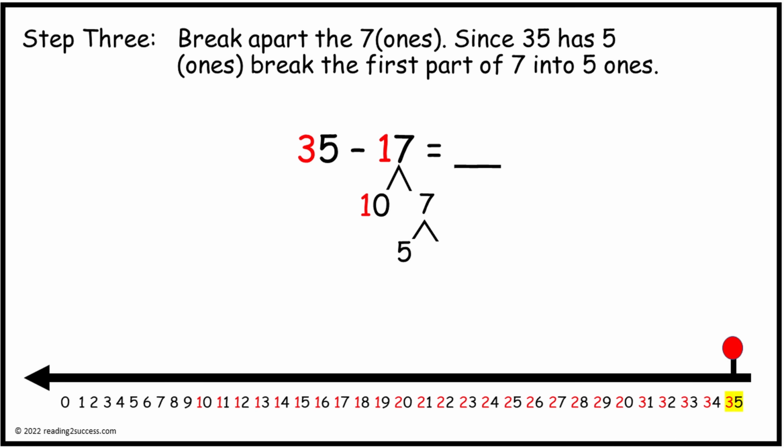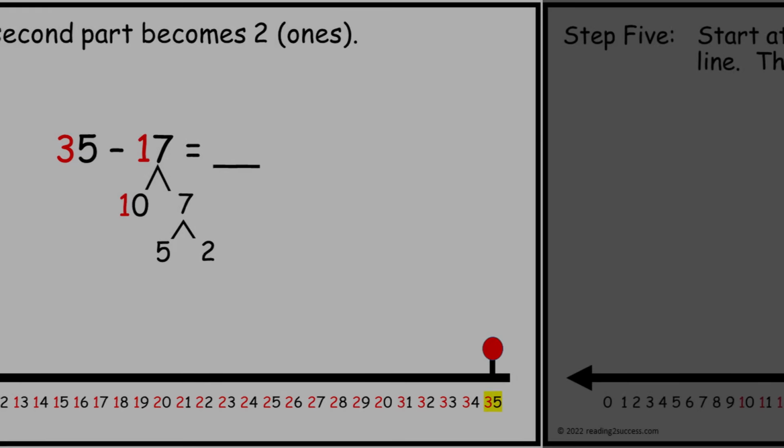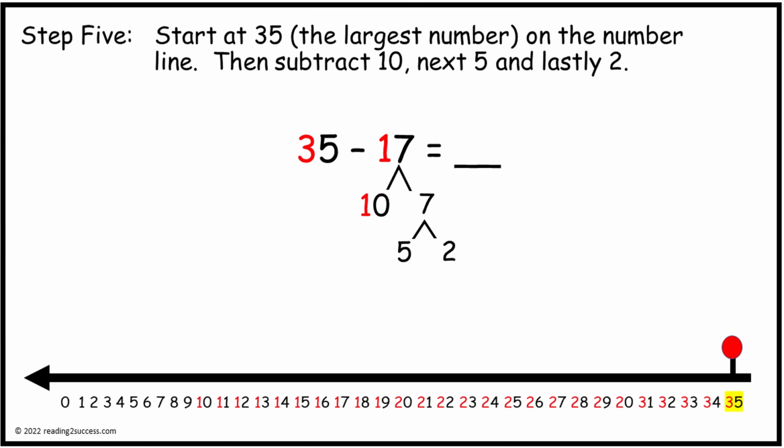Step 3. Break apart the 7 ones. Since 35 has 5 ones, break the first part of 7 into 5 ones. The second part becomes 2 ones. Step 5. Start at 35, the largest number on the number line, then subtract 10, next 5, and lastly 2.